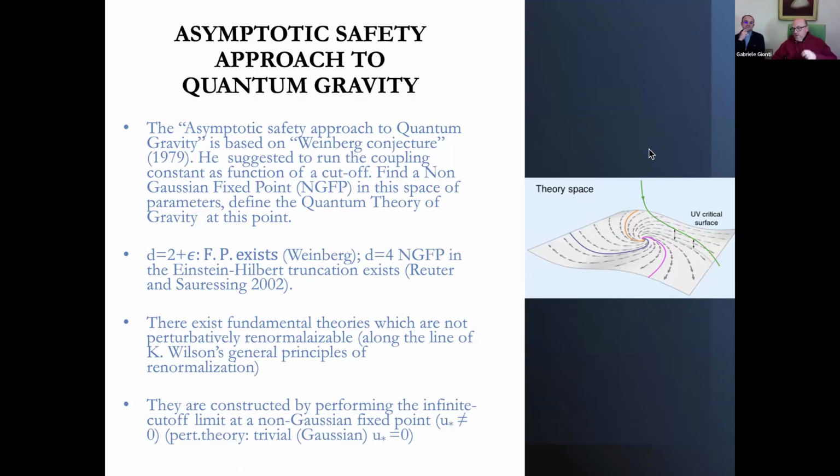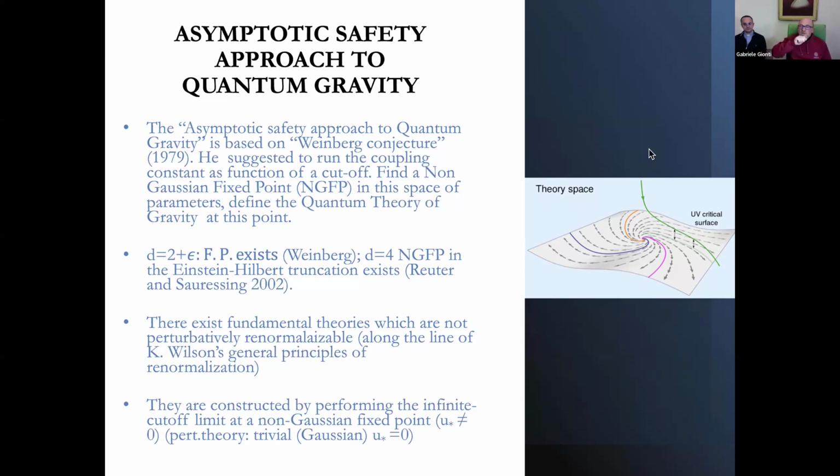Now, another approach that is not very well known, but also important, is the asymptotic safety approach to quantum gravity. I am almost at the end. The asymptotic safety approach is based mainly on a conjecture by a famous physicist who recently died, Weinberg, in 1979. He said that in a non-renormalizable theory, one technique is to put a cutoff. I mean, you don't integrate over all energies. You put a cutoff on the energies, and you write the coupling constant as a function of the cutoff.